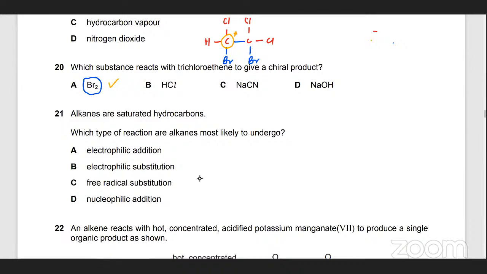With HCl, you're not going to get chiral because if I add an HCl molecule, no matter where I add the H and wherever I add the Cl, it's not going to form a chiral molecule because the carbon is going to have 2 H's and this carbon will have 3 Cls. So it's not going to have 4 different groups. So it's not going to be chiral. NaCN and NaOH, they don't react with alkenes in the first place. NaOH probably will because it's a halogenoalkane as well. So it might substitute a Cl, but even then it's not going to turn chiral.